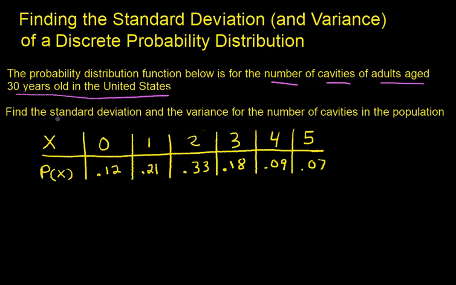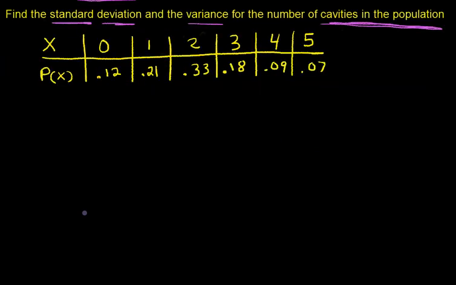All right, so now let's go ahead and find the standard deviation and variance for the number of cavities in this population. Okay, so first I'm going to start by giving you the equation to calculate the standard deviation and variance. I'll go ahead and write it down here.